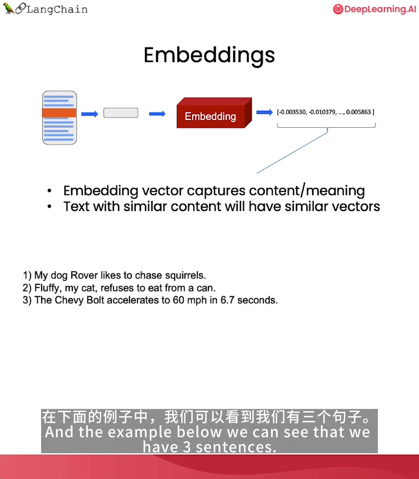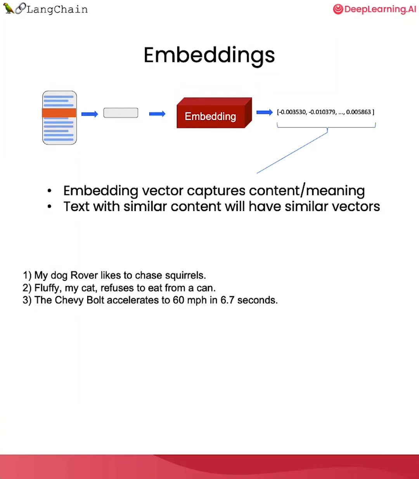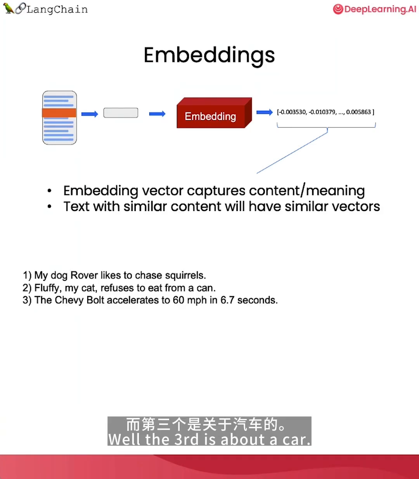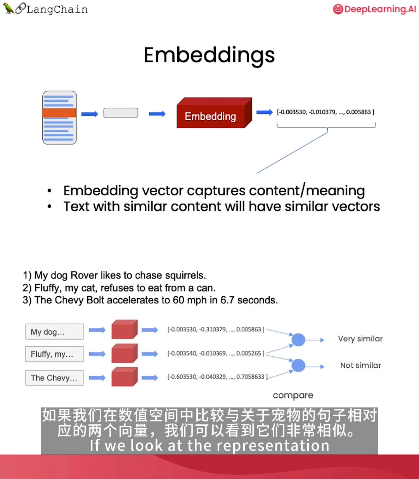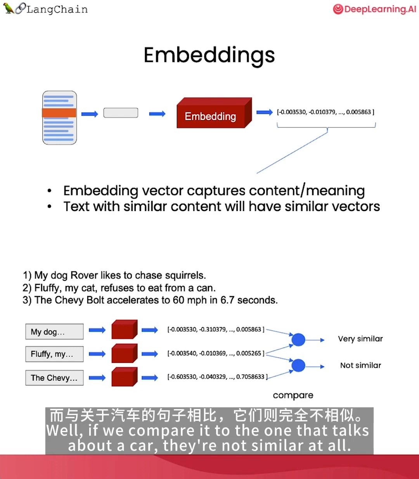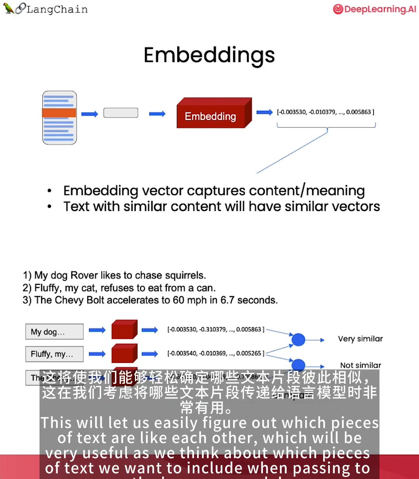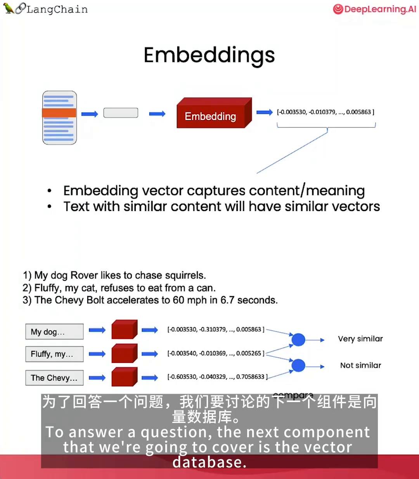In the example below, we can see that we have 3 sentences. The first 2 are about pets, while the third is about a car. If we look at the representation in the numeric space, we can see that when we compare the 2 vectors on the pieces of text corresponding to the sentences about pets, they're very similar. While if we compare it to the one that talks about a car, they're not similar at all. This will let us easily figure out which pieces of text are like each other, which will be very useful as we think about which pieces of text we want to include when passing to the language model to answer a question.